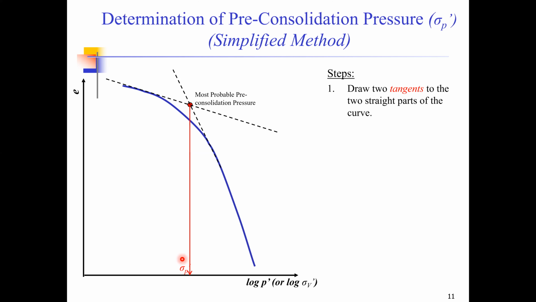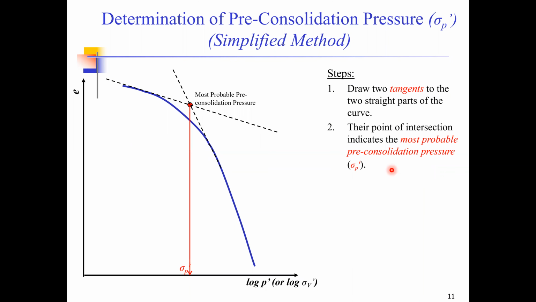So again, the steps are very simple. We simply draw two tangents, and the point of intersection of those two tangents is what we call the pre-consolidation pressure. As I explained earlier, this procedure is although simple, not very accurate. So it should only be used for preliminary estimates and not for final estimations. So that's pretty much it for this lecture.